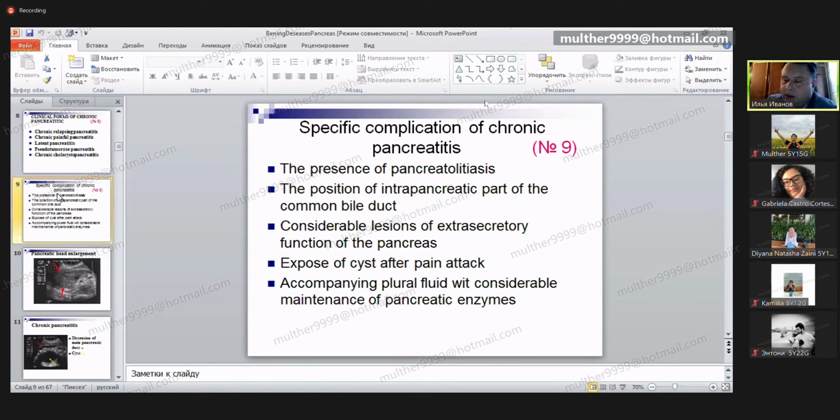Specific complications of chronic pancreatitis. And now some words about the stones in the lumen of the pancreatic ducts. The basic material for development of gallstones is the concentration of the biliary acids. In case of chronic pancreatitis, it's the transformation and process of precipitation of the proteins in the pancreatic juice.